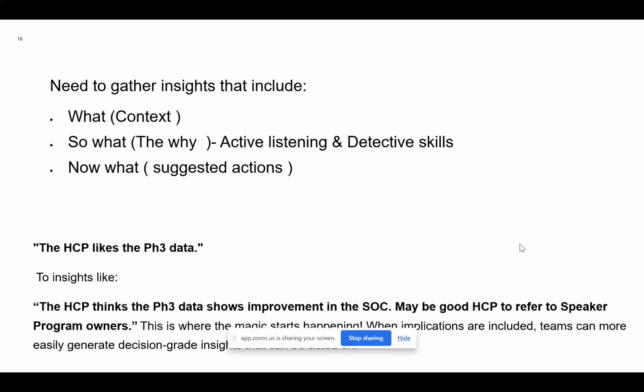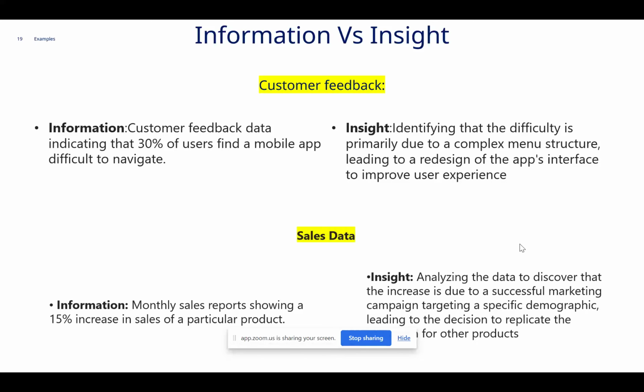Just to give you an example, the HCP likes the phase 3 data of my drug. So the insight is the HCP thinks the phase 3 data shows improvement in the standard of care. Maybe a good HCP to refer to some speaker programs. That's where the magic starts. When implications are included, and you are recommending this back to the organization, obviously there is an actionable item there. So just to differentiate between information versus insight.